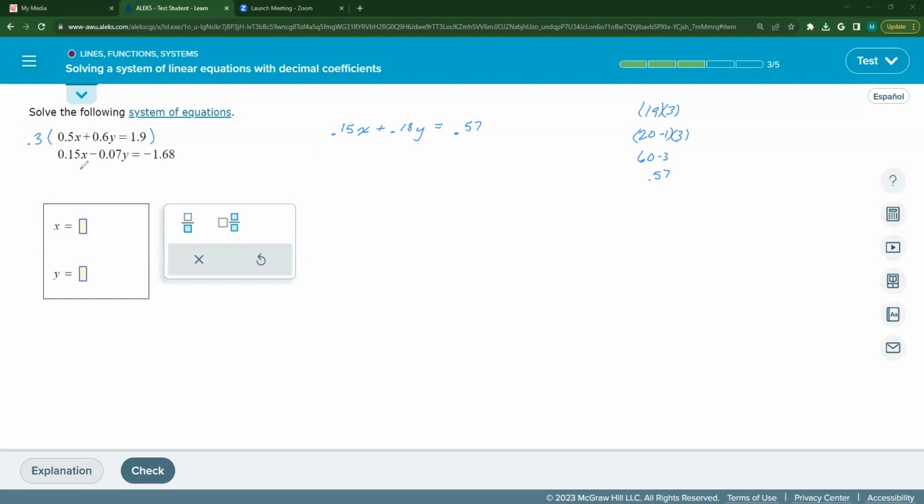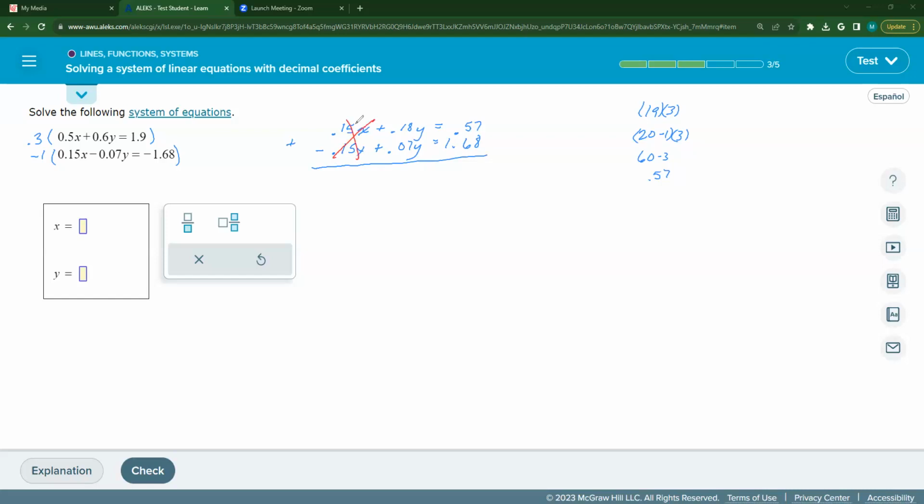Now the second one, I'm going to keep it exactly the same. Actually, I'm going to multiply this by a -1, meaning I'm going to change all of the signs. So this will become negative 0.15. A negative times a negative is positive 0.07 equals positive 1.68. And just make sure you're lining up your decimals when you're doing this, and we're gonna combine down.